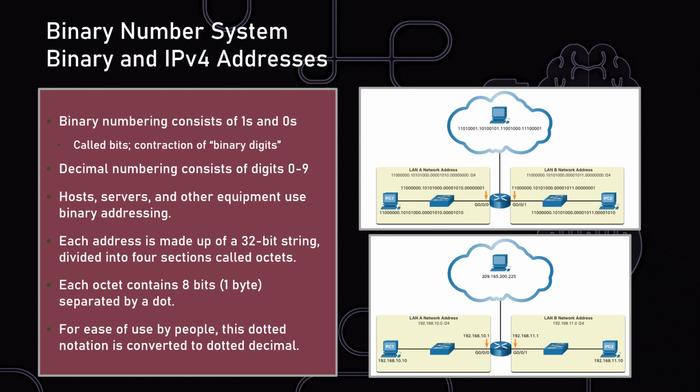Because hosts, servers, and all kinds of other connectivity equipment use binary addressing to uniquely identify one another. Each address is made up of a 32-bit string in IPv4 divided into 4 sections called octets. Each octet contains 8 bits, which is represented as what we call 1 byte, separated by a dot. For the ease of use by people, this dotted notation is converted to and referred to as dotted decimal.